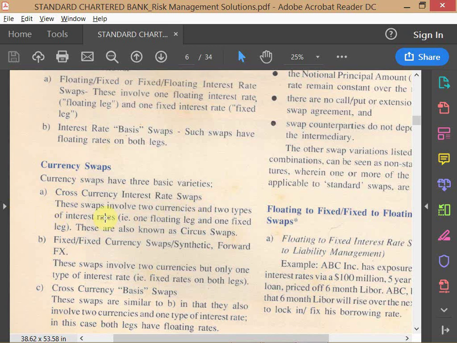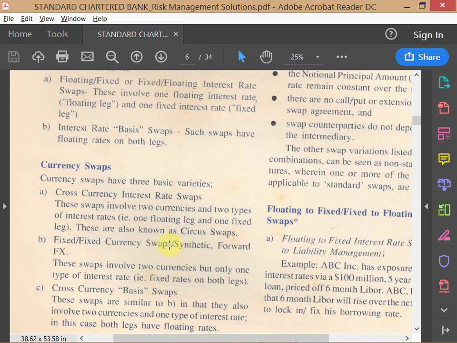Cross-currency interest rate. Two currencies, two types of interest rates. This is called cross-currency IRS. Okay? So this is called cross-currency IRS. These are also known as circus swaps. Now you have fixed. The second category is two different currencies, both legs are fixed. These are called fixed currency swaps.